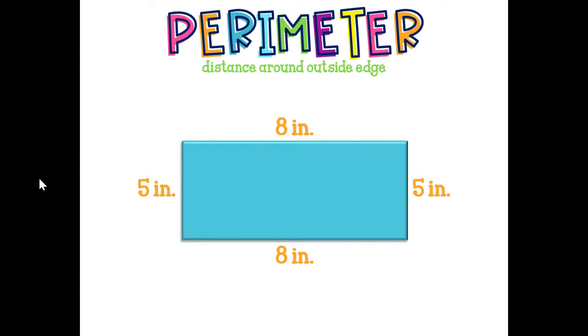So I'm going to put all of these numbers into an addition sentence. 5 plus 8 plus 5 plus 8. Notice how I have four numbers in my equation because I have four sides on my shape. And once I add all four sides, I can find that the perimeter is 26 inches.